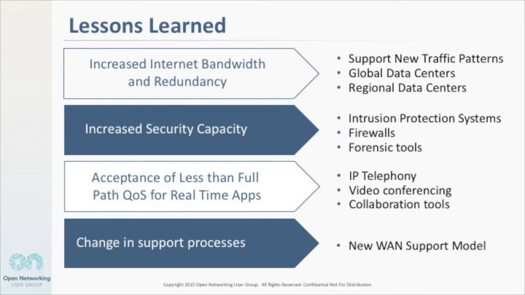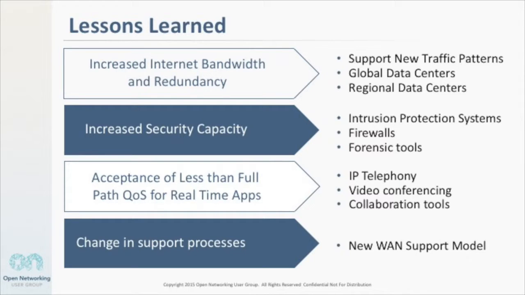So when we talk about lessons learned, obviously, in this particular effort, right off the bat, increased internet bandwidth and redundancy. What we were able to do was gain, just from moving to direct internet access and away from MPLS, increased bandwidth, right? And then redundancy in some areas where we didn't have it before, right? So that was a big win.